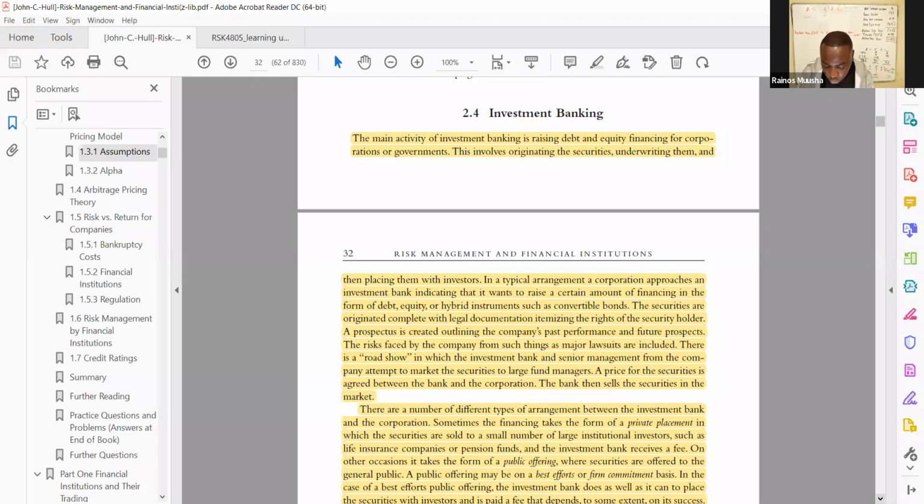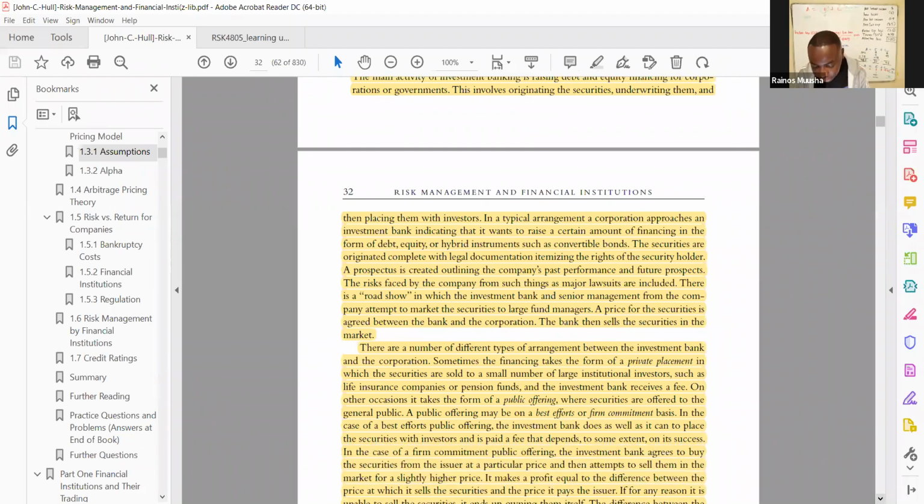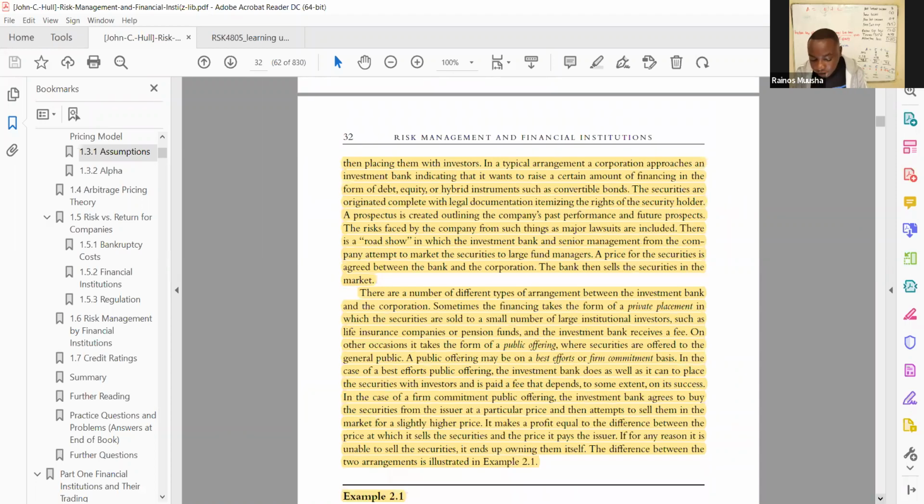So there is a roadshow in which the investment bank and senior management from the company attempt to market the securities to large fund managers. A price for the securities is agreed between the bank and the corporation. The bank then sells the securities in the market. There are a number of different types of arrangements between the investment bank and the corporation.